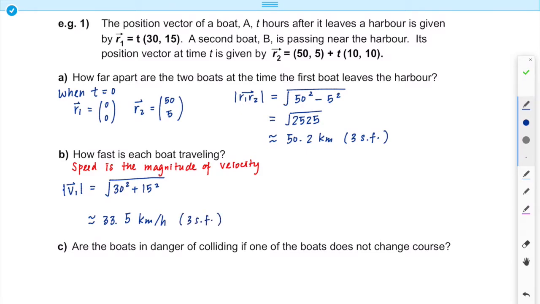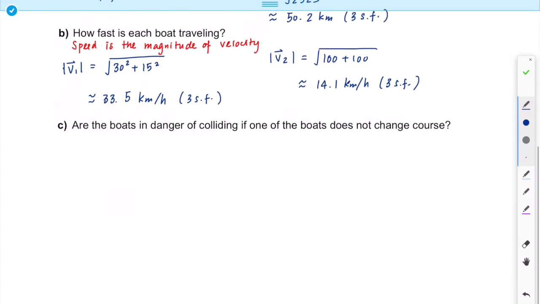If we do the same for the second boat, the magnitude of v2: that boat has a velocity vector of (10, 10). So we are talking about the square root of 200, or about 14.1 kilometers per hour, if I round this to 3 significant figures.